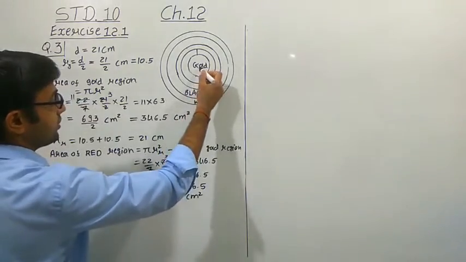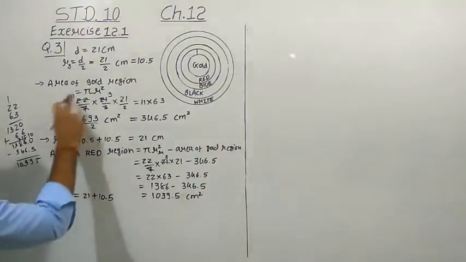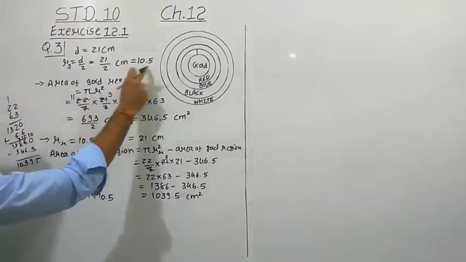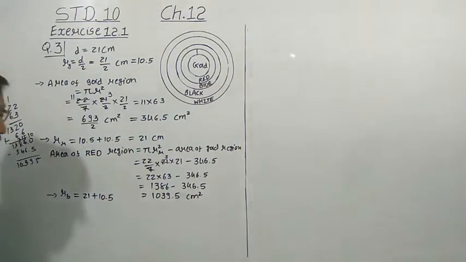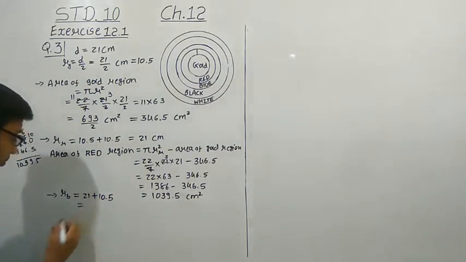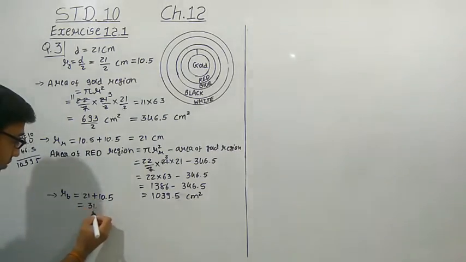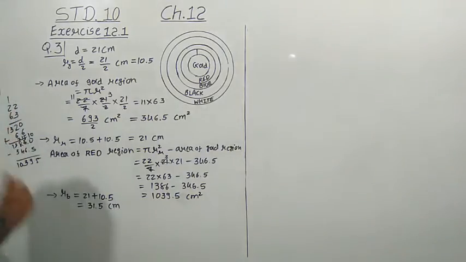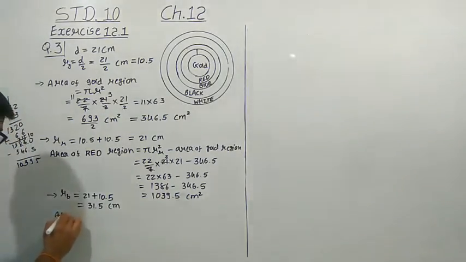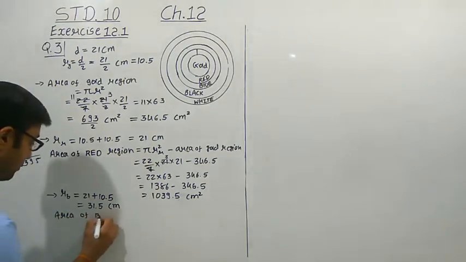So the total radius is gold plus red plus blue. The radius of the gold is 10.5, the radius of red is 10.5, and again 10.5 we have to add. So the total value of the radius we get is equal to 31.5 centimeter. Now here we can calculate the area of the blue region.